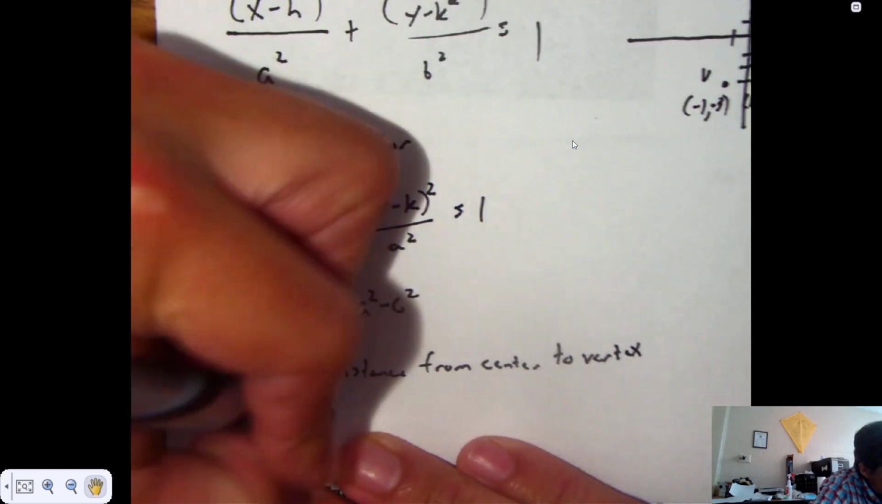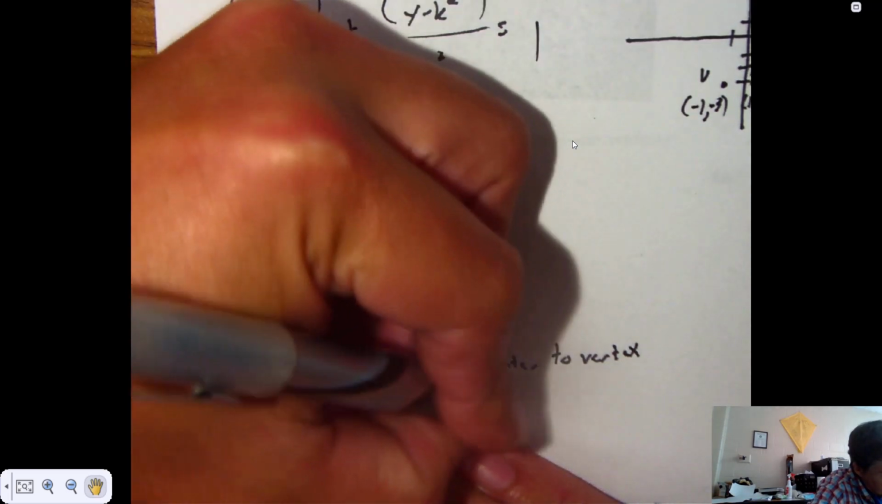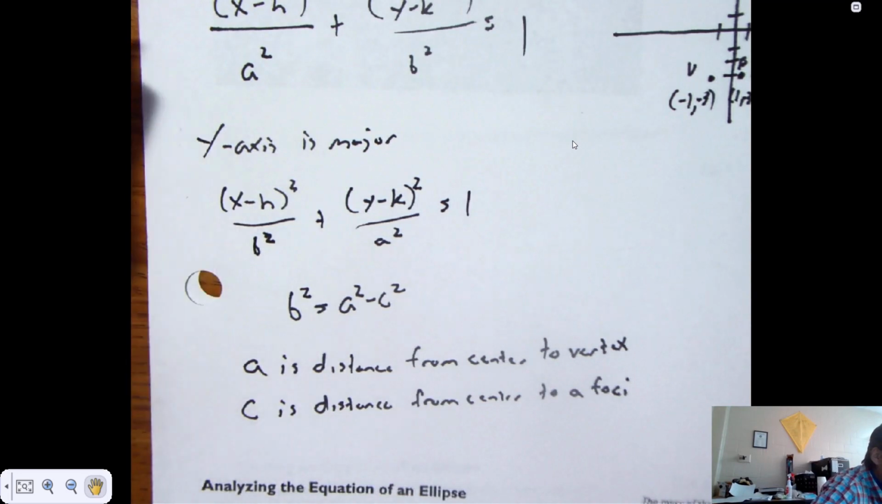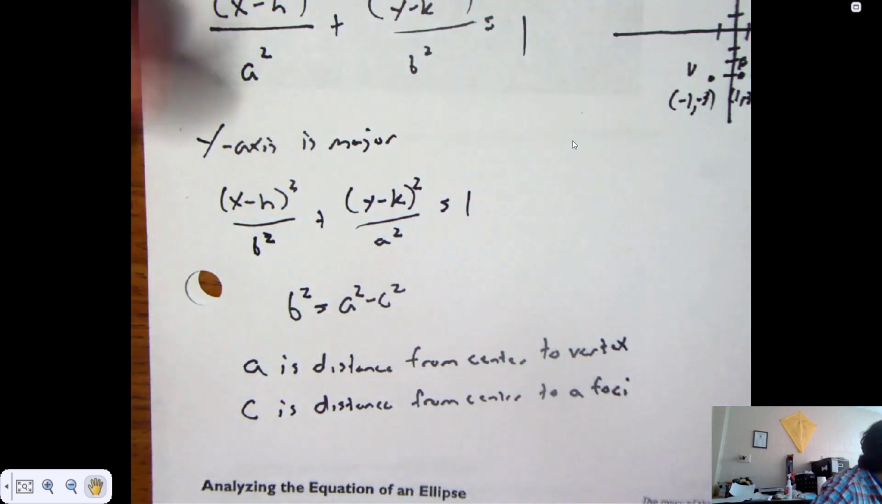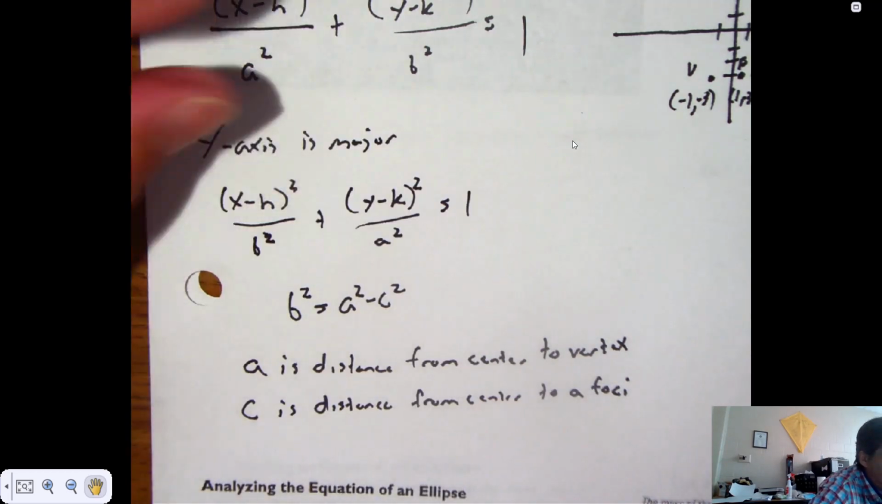C is the distance from the center to where? To the focus. So, you have to do some manipulation. You have to think about it. You can't just use the numbers like you did before.